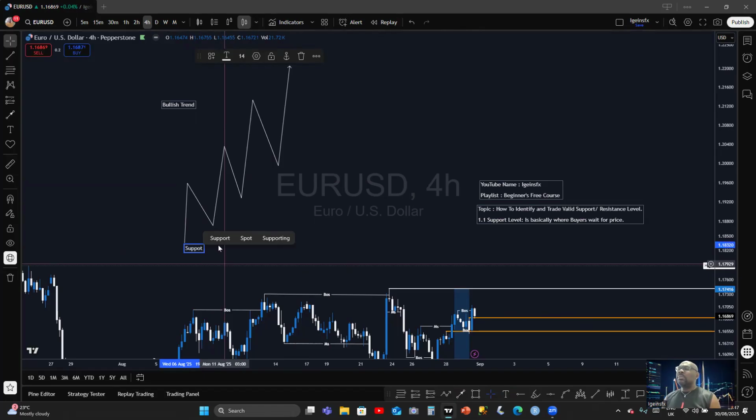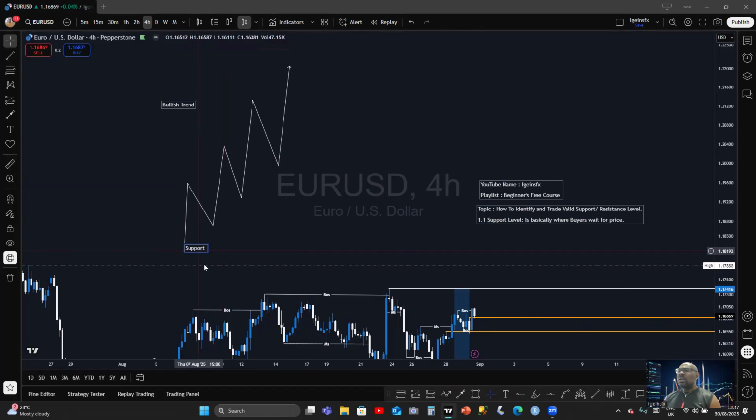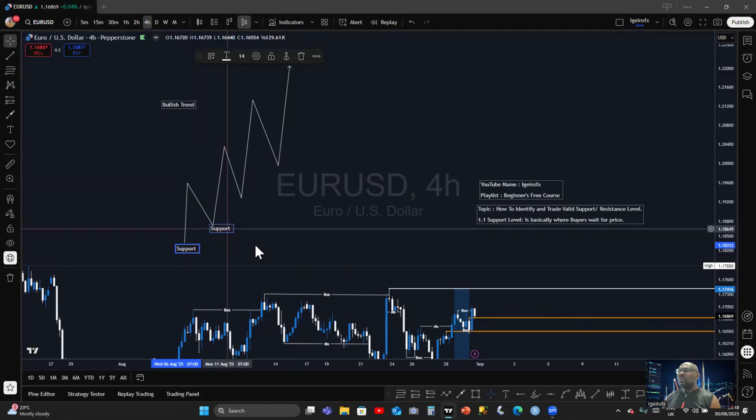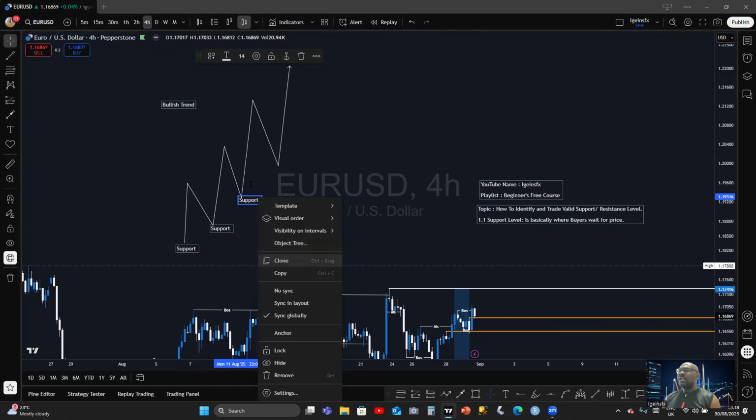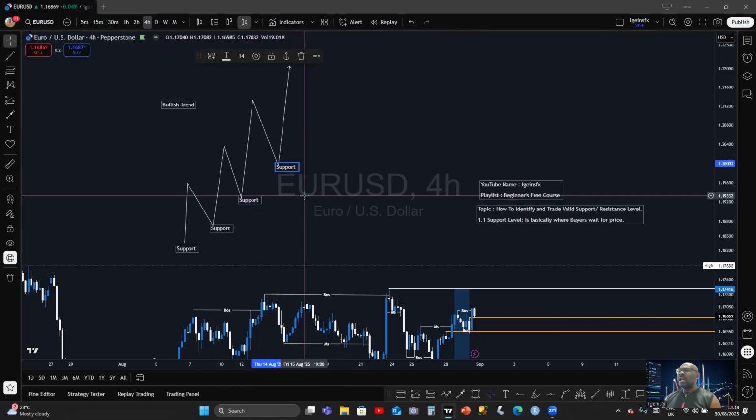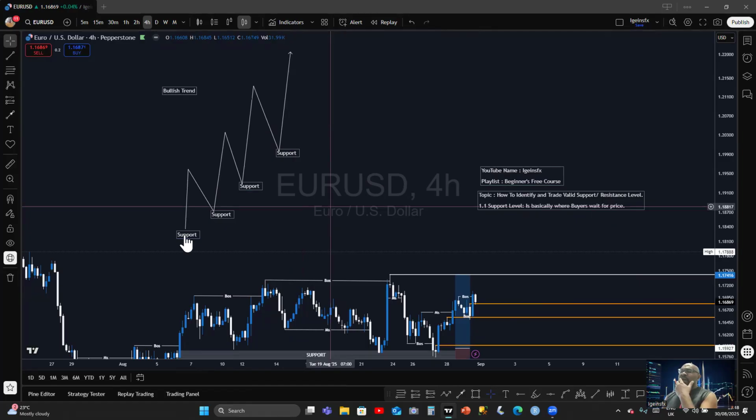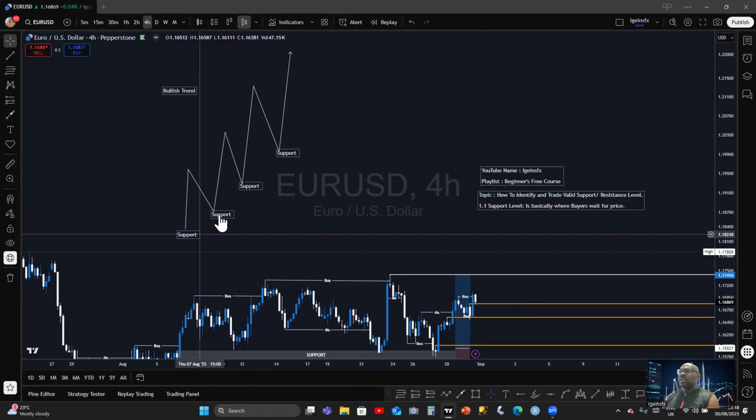All right, it's a support level. Let's now clone it. This is a support level. We clone this one. This is a support level. I'm giving you this diagram as a scenario so that you will understand it better before we now move to the chart side. This is support level, this is support level, this is support level, this is another support level.